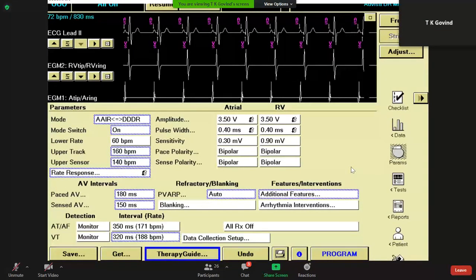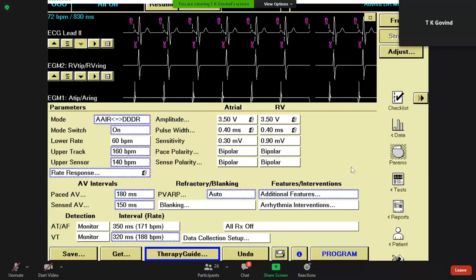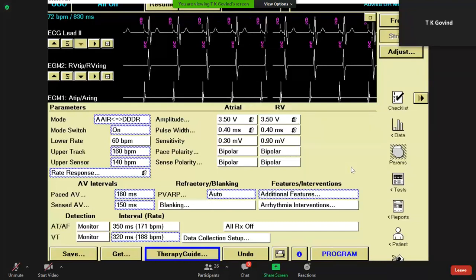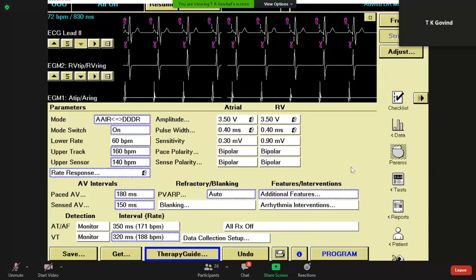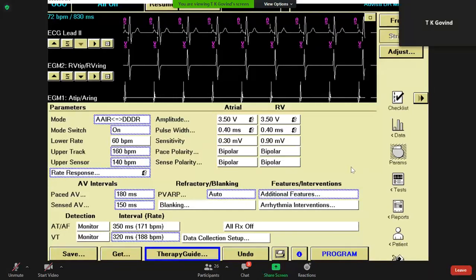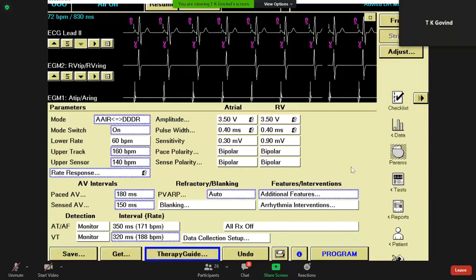And as you pointed out, if it's a good sinus node function, it's good to maintain DDD mode. If not, then program to DDDR mode. And when the patient returns for the first follow-up after programming to DDD, if the rate distribution in the histogram is all the time towards the lower rates, then maybe you can consider programming to DDDR for that patient. Any other comments, sir?